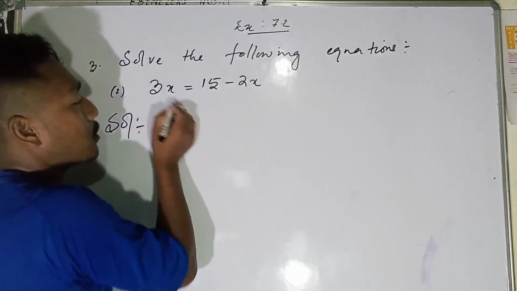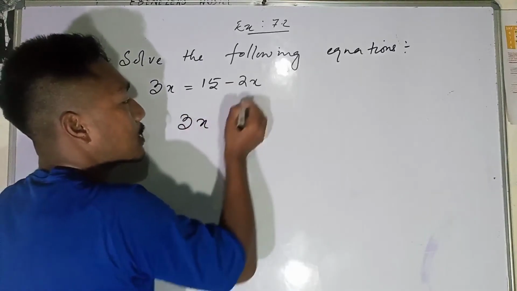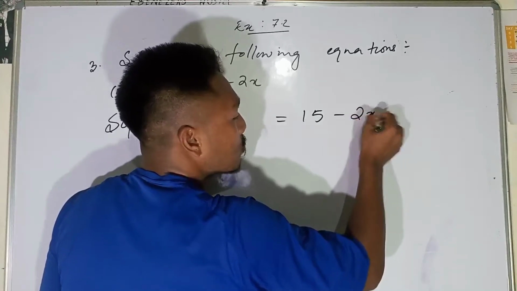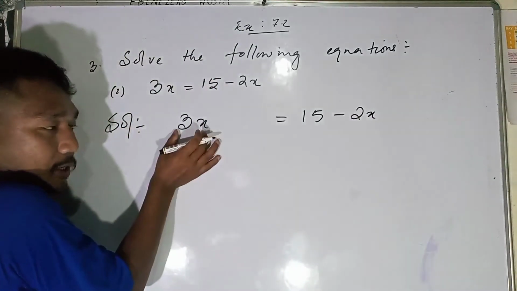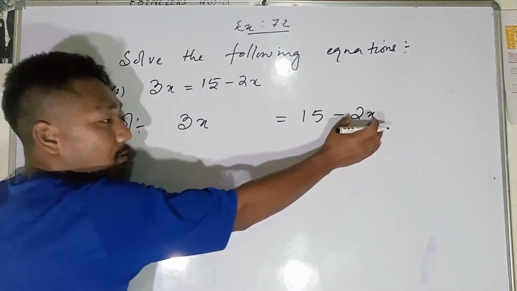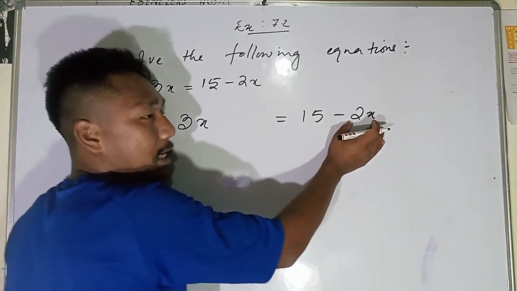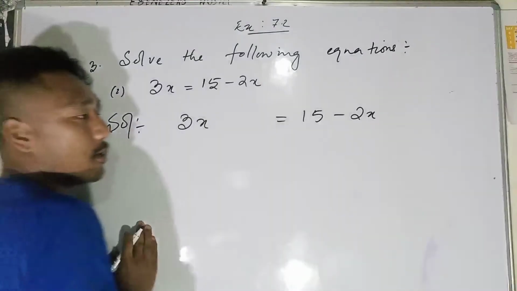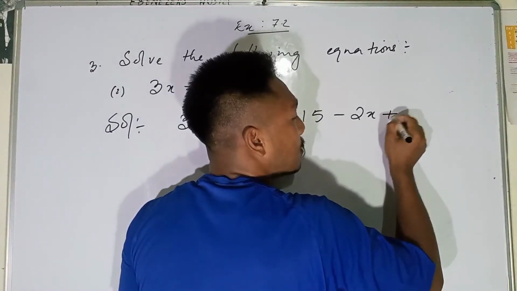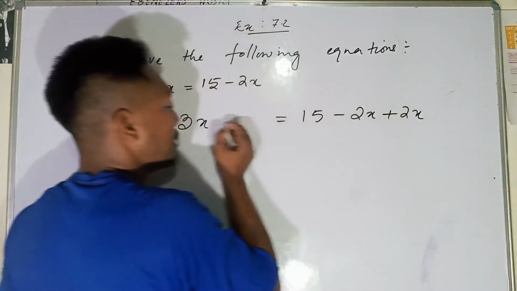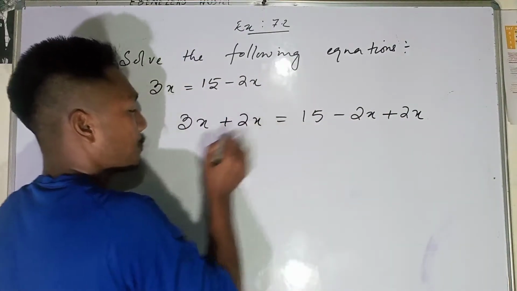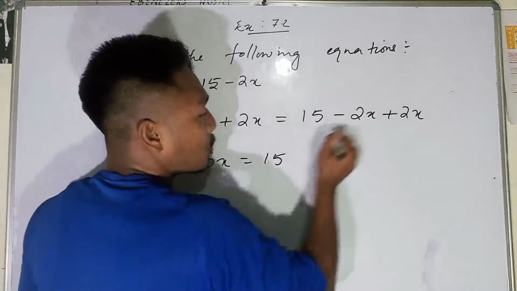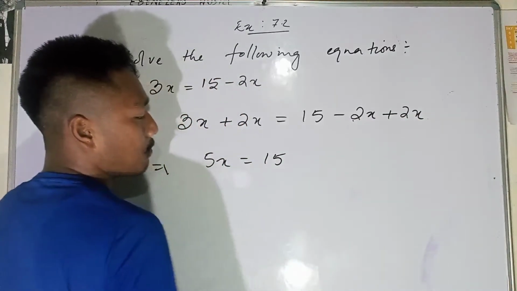So here you see 3x, and on this side we have 15 minus 2x. I want to move this 2x along with this. Always try to remove all the x terms, whether 2x, 3x, whatever, and keep them on the left hand side. So if I want to remove this 2x, I have to add 2x, that means I have to add 2x on this side also. This side will become 5x, and you get 15. Minus 2x plus 2x becomes 0.